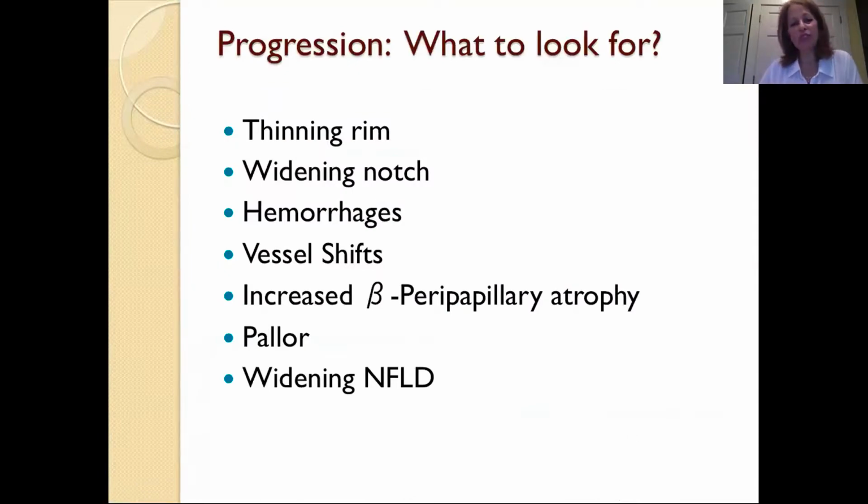So when we look for progression over time, we look for thinning of the rim, widening of the notch, hemorrhages, shifts in vessels, increase in beta peripapillary atrophy, increase in pallor, and widening of nerve fiber layer defects. Most of what we're going to look for is up here, but these can also give wonderful clues. If you have access to a photograph, that's so great to have in the chart. You don't have to do them all the time, but to get a baseline, and then when you look in, you can compare to that baseline. That's wonderful if you have that. If not, I really believe very strongly in still doing detailed drawings.